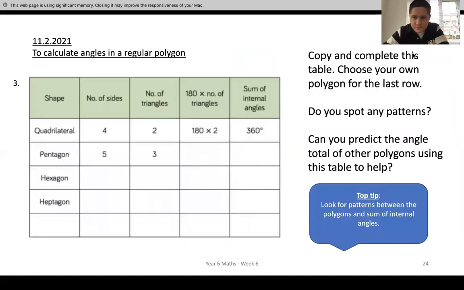Moving on. Okay, we'd like you to copy and complete this table because there's something really important that you should start to see. Okay, and that's why it says, do you spot any patterns? Okay, we'd like you to fill in those for the hexagon, the heptagon, and the pentagon, just like you can see the example for the quadrilateral. It links to what you've just done. And then we'd like you to choose your own shape here. Okay, using that table, you should then be able to predict the total angles of other polygons. Have a look once you've completed it.